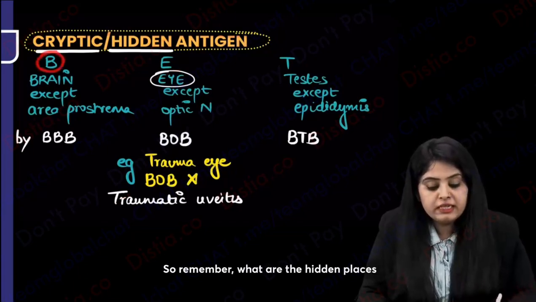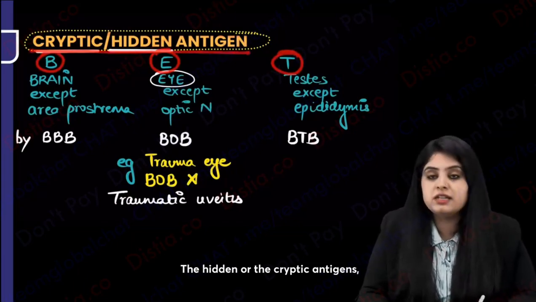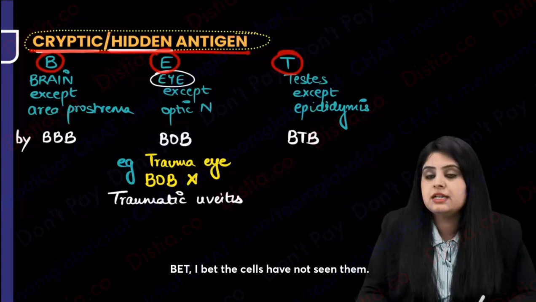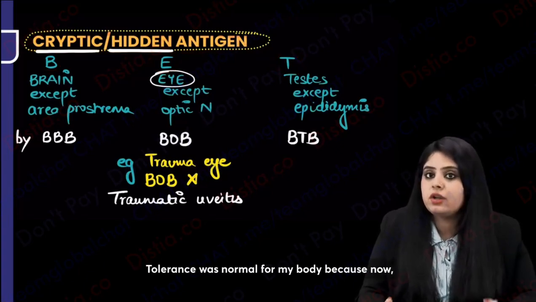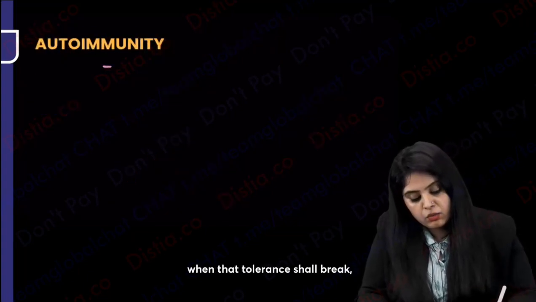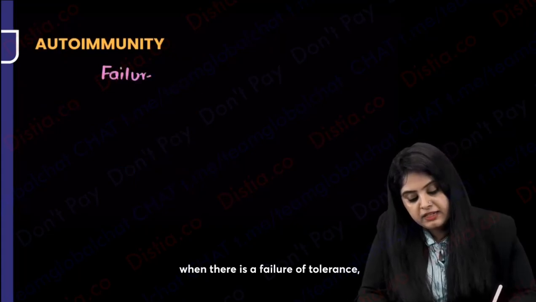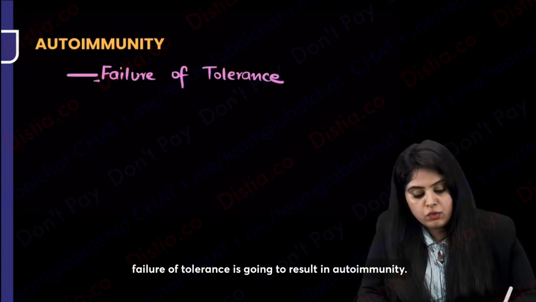So remember, what are the hidden places which I have not exposed to the B and the T cells? The hidden or the cryptic antigens: the brain, eyes and testes. I bet the cells have not seen them. With which we have finished the concept of tolerance. Tolerance was normal for my body, because when that tolerance breaks, when there is a failure of tolerance, be it central tolerance or peripheral tolerance, failure of tolerance is going to result in autoimmunity.